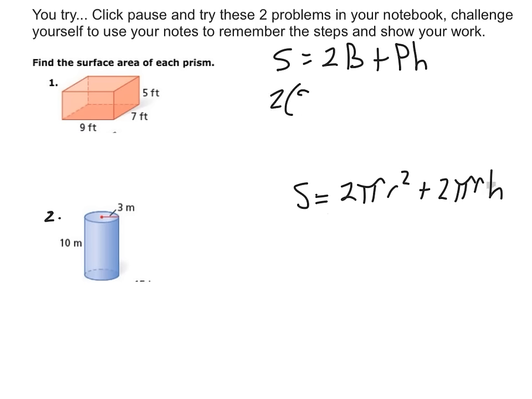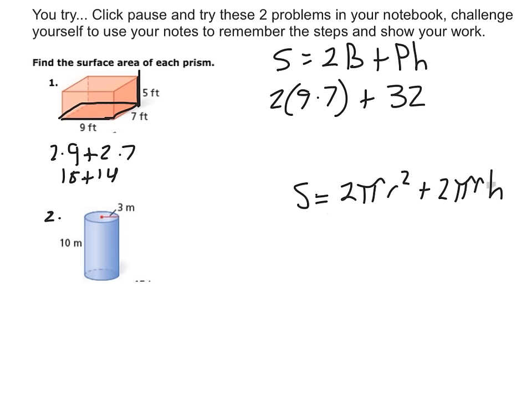That was 2 times 9 times 7. To find the perimeter, I'm going to add up all the sides of the base. So 9 plus 7 plus 9 plus 7. So the perimeter was 32 and the height was 5. It's 5 units tall. So 32 times 5 would give me the lateral area.